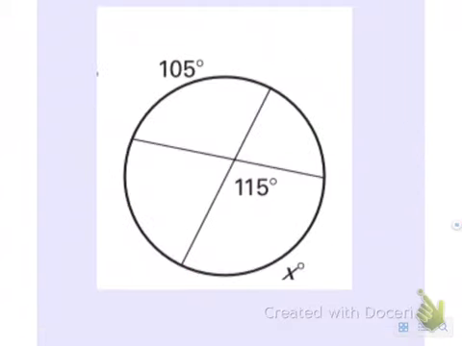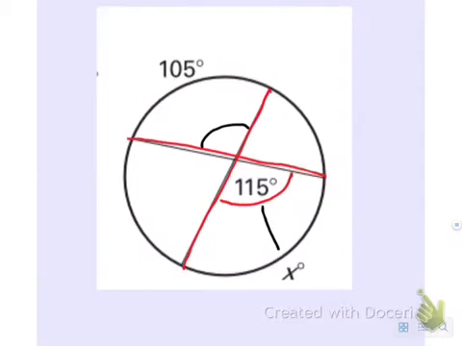On this one, this time it's a little bit different because, again, we have two chords. I've given you the measure of this angle is 115. I know that it's going to be congruent to its vertical angle, which is going to be here. The arc that is intercepted by the 115 degree angle is here. And the arc that goes with the other vertical angle is 105.